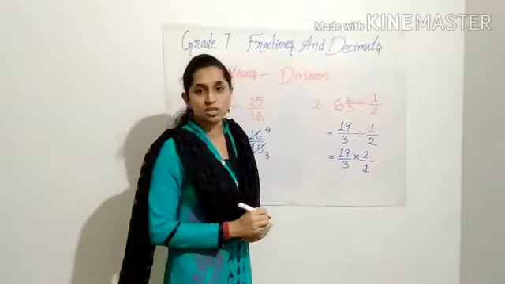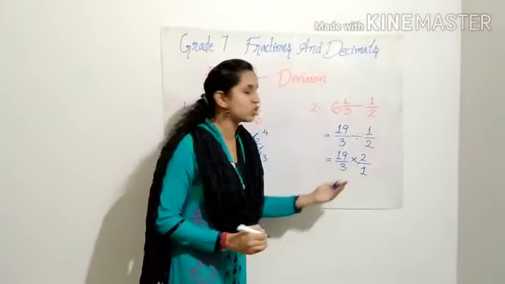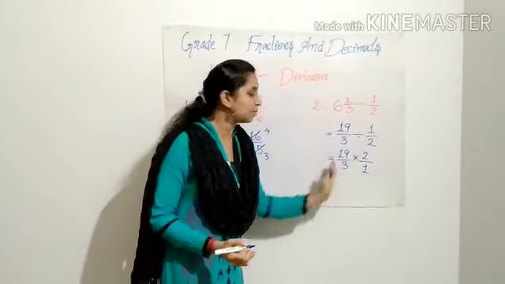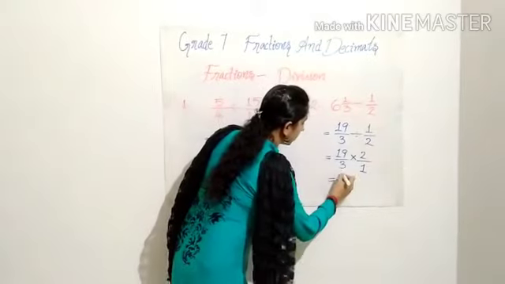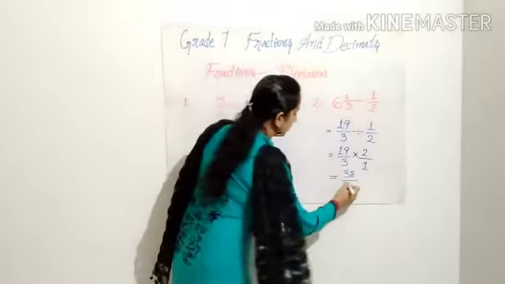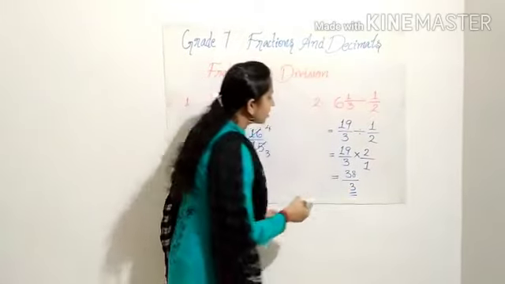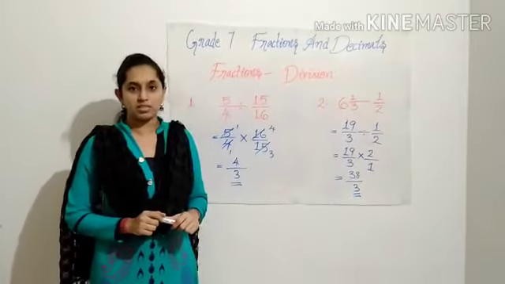Check whether any cancellation is possible. 19 and 1, no cancellation. 3 and 2, no cancellation. So multiply them directly. That is 19 into 2. It is 38, and the denominator 3 into 1, that is 3. So the answer is 38 by 3. So that is how to divide two fractions.